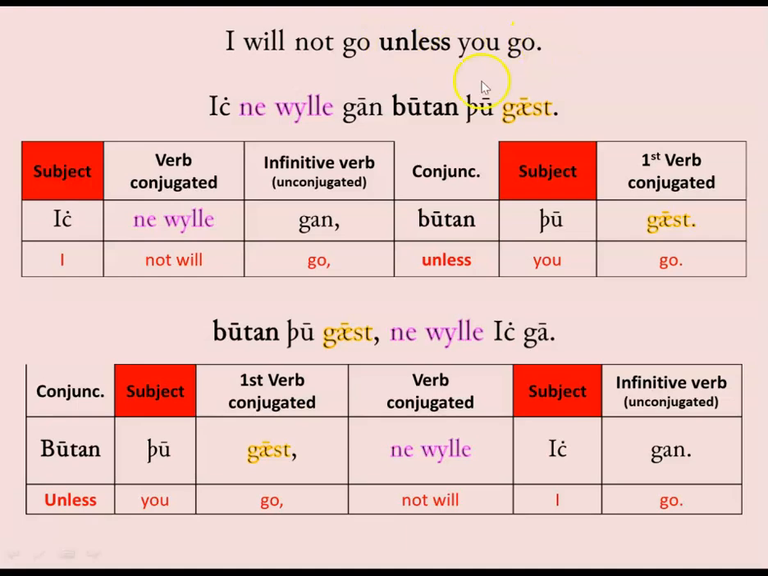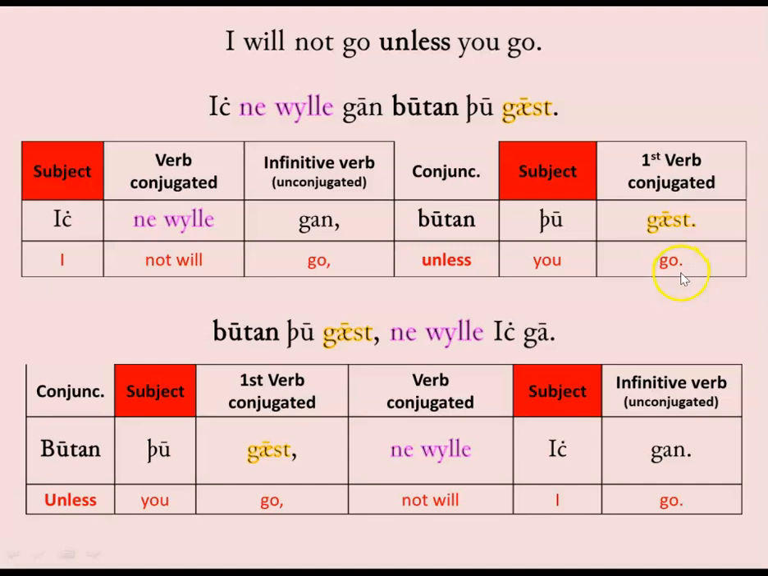I will not go unless you go. Ich ne wille gan buton thu gast. Okay, so subject, verb, infinitive, because there's two verbs here. Ne wille is the first one, not will, and gan is the second. So ich ne wille gan, I not will go, unless thu gast, unless you go. And the conjugated form for second person singular is gast, go.